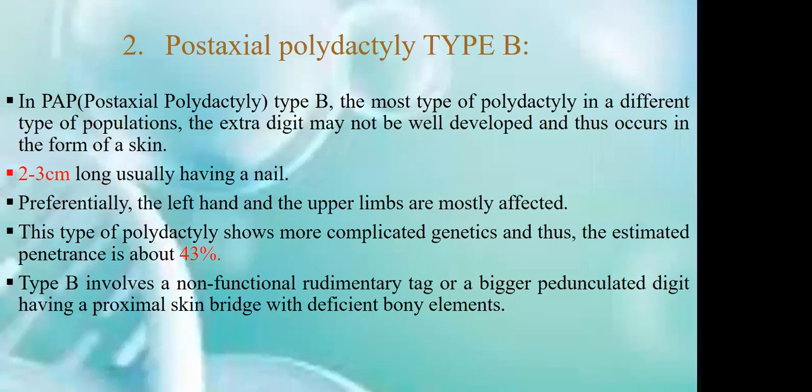Post-axial polydactyly type B. So now we are discussing post-axial polydactyly type B. Here the extra finger is not well developed like type A. It occurs in the form of skin, in the form of flesh. It doesn't have a well-developed size like a finger. Usually it has a small nail, but no bone. The length of this extra finger is 2 to 3 centimeters, and it contains a nail.